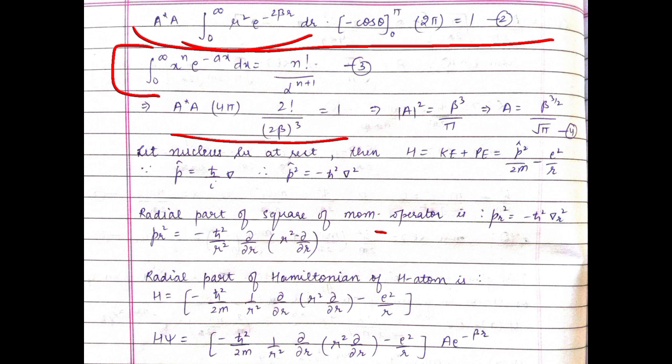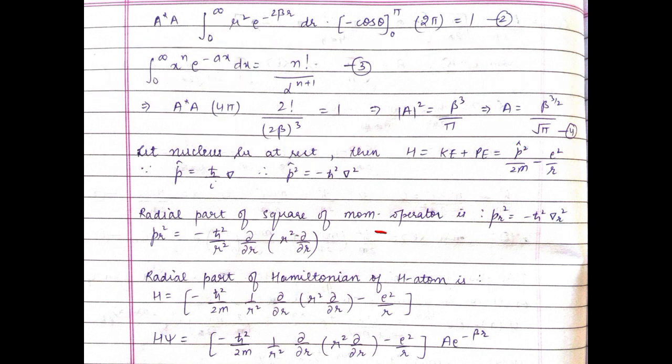Now on solving this equation, we will get the value of a, which is equal to beta raised to power 3 by 2 upon under root pi, and we name it as equation number 4. Now we assume that the nucleus is at rest, only the electrons are revolving there.